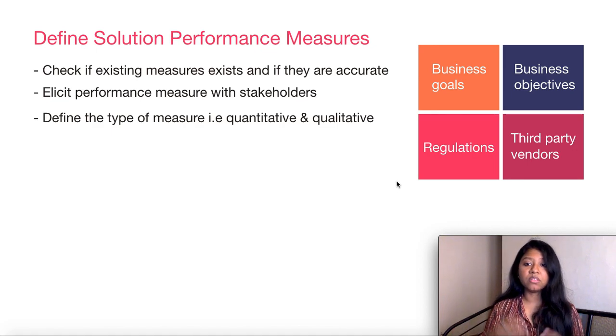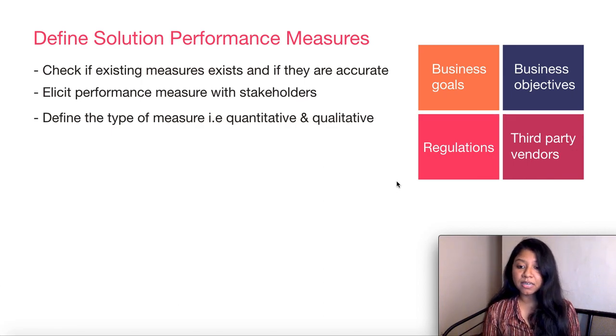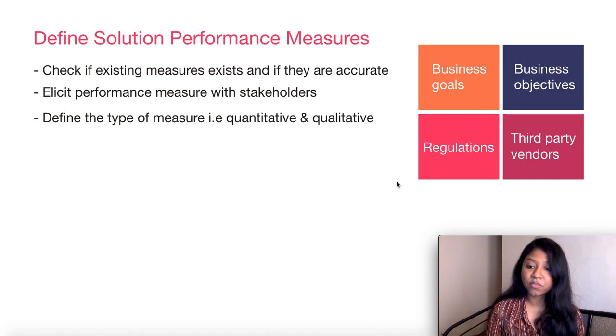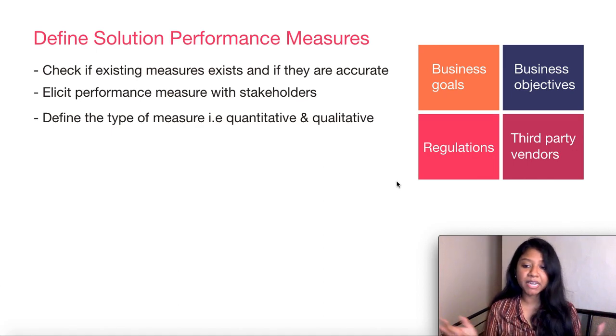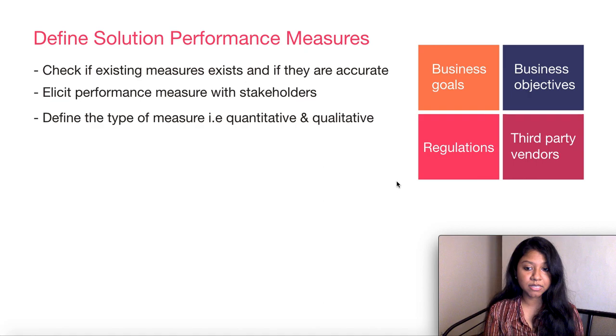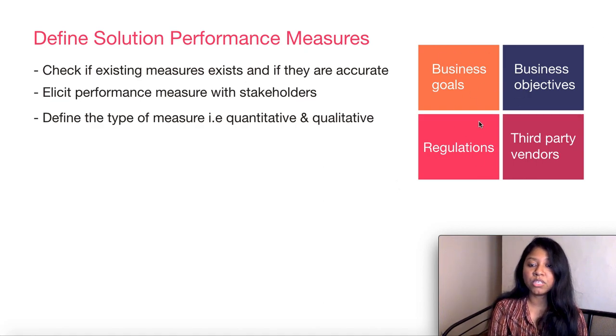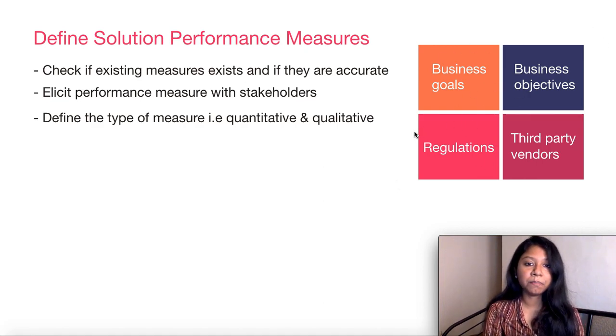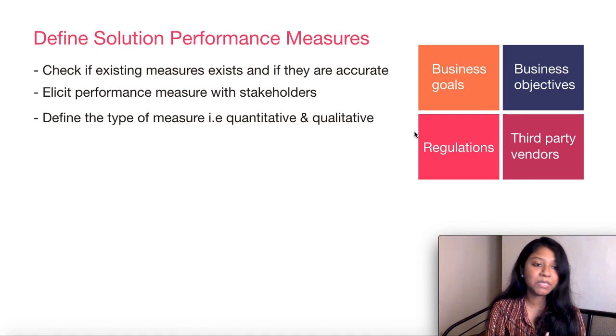When it comes to third party vendor regulations, let's say they are charging you for a certain set of licenses. At that time, you would want to track the licenses of a particular software or hardware in order to keep track of the costs it would incur for the business. So these are some of the areas in which you can look out for these solution performance measures.